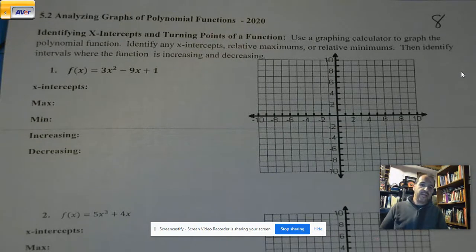We are taking a look today at analyzing graphs of polynomial functions. So if you are in the Unit 4 packet, just keep on going to the next page, right after the fundamental theorem of algebra, excuse me.